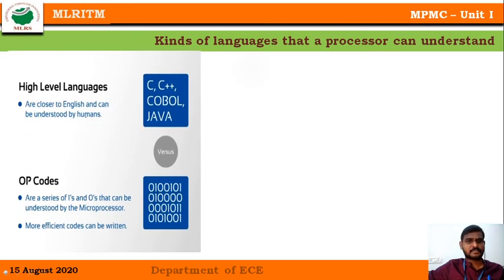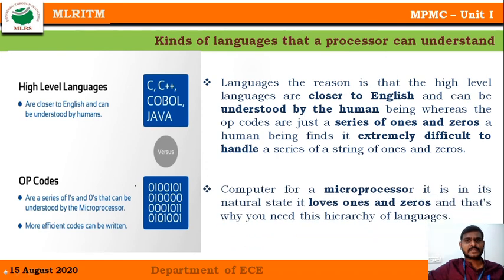These are some of the basic high level languages, like COBOL and Java, and the machine can understand only assembly. In simple words, high level languages are very close to English and can be understood by human beings, whereas opcodes are just a series of ones and zeros, which a human being finds extremely difficult to handle. A microprocessor, in its natural state, loves ones and zeros, and that's why we require these high level languages.